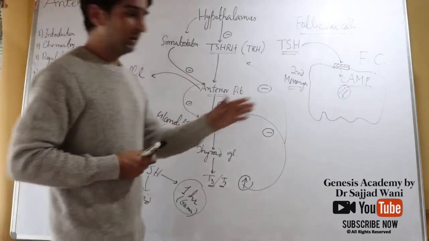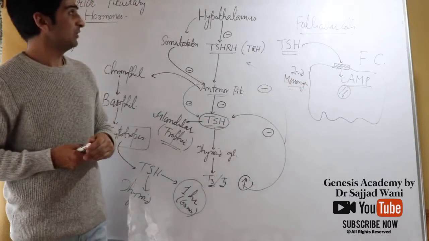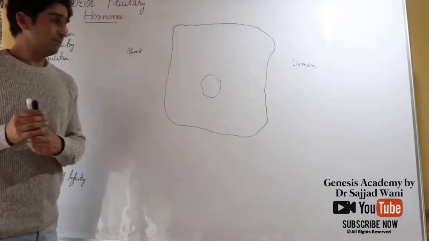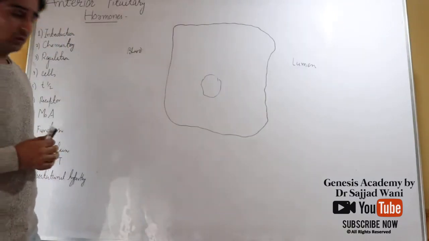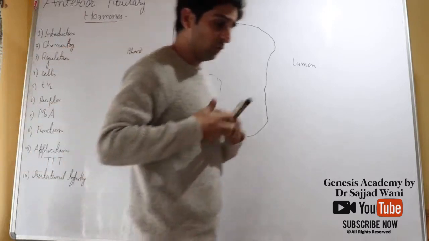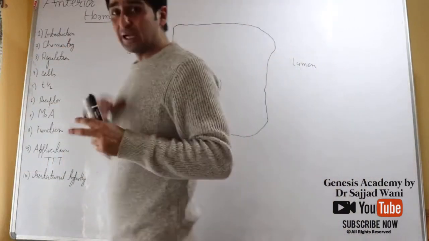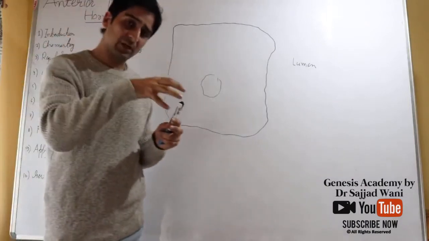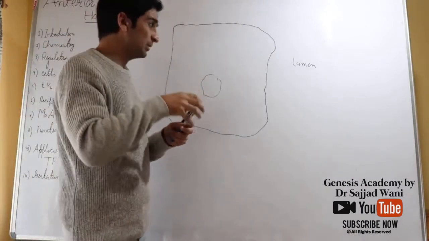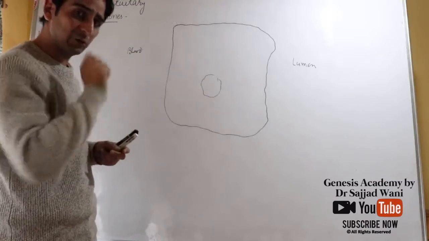Right? Now we will deal with the functions of the thyroid stimulating hormone. How does the thyroid stimulating hormone act and what are its functions in the thyroid gland? As I told you, its prime target is the thyroid gland, and specifically the follicular cells in the thyroid gland.